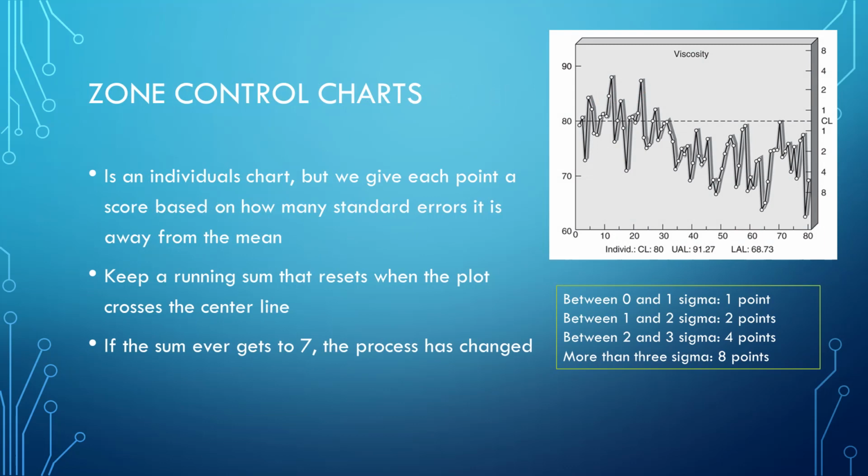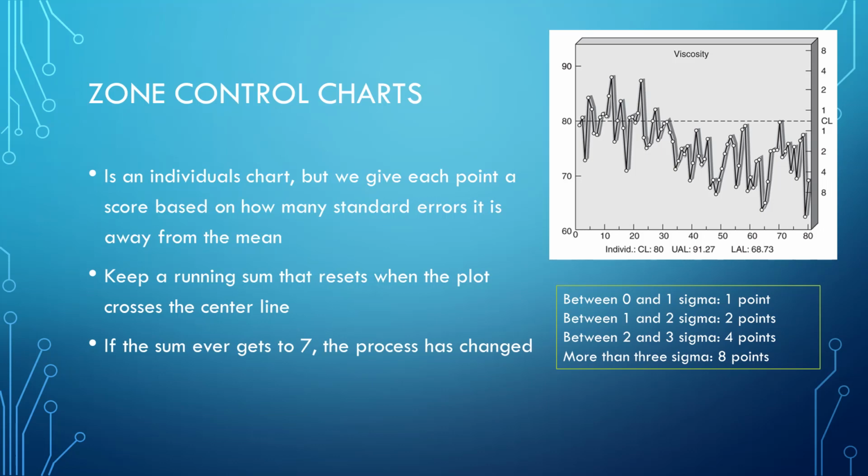Zone charts are a variation of those individual charts. In zone charts, we make the individuals chart, but we give each point a score based on how far away from the center line it is. So the amount that one data point adds to our sum is between 1 and 8, and it depends on how far away the point is from the center line. We keep a running sum of that data and reset the sum anytime the plot crosses the center line. If that sum ever gets to 7, the process is changed or is out of control.